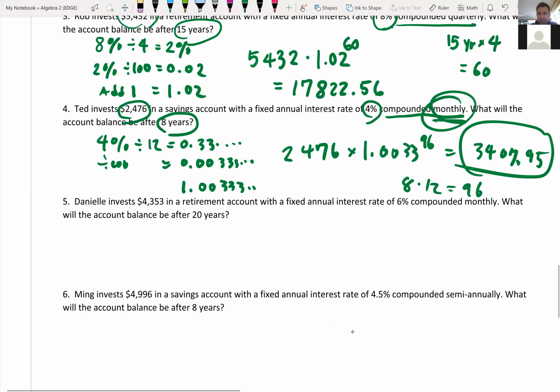Number 5. Again, compounded monthly. Okay, 6%. That's the initial amount for 20 years. Just going to leave it for 20 years. You know, that's what I do.